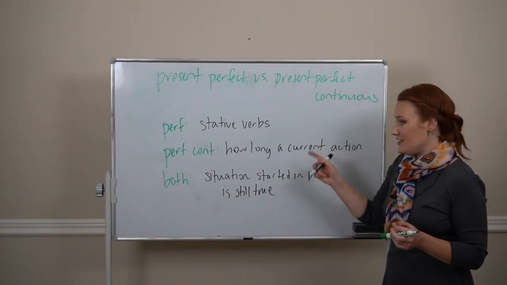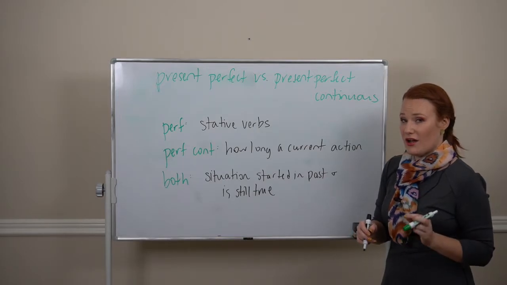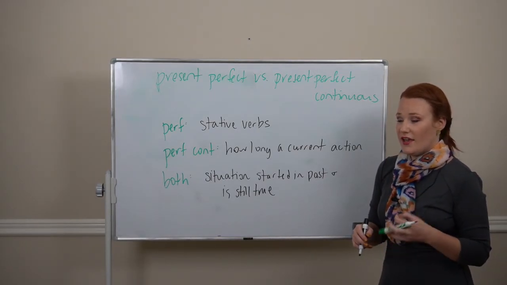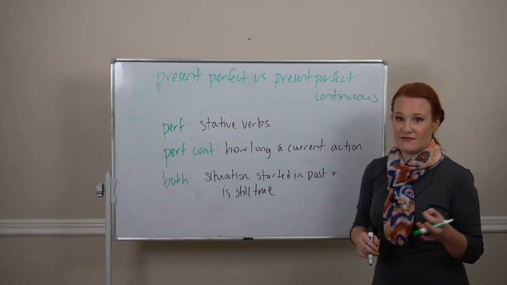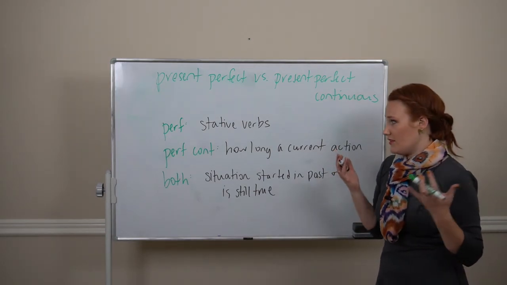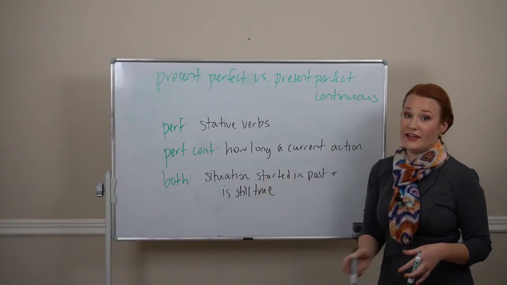In fact, perfect continuous might be a little bit more common in those examples. I have worked here for 10 years. I have been working here for 10 years. They're both just fine when we're describing your life situation.